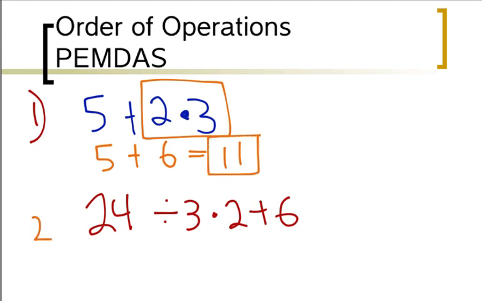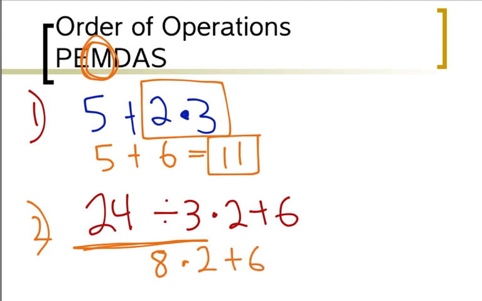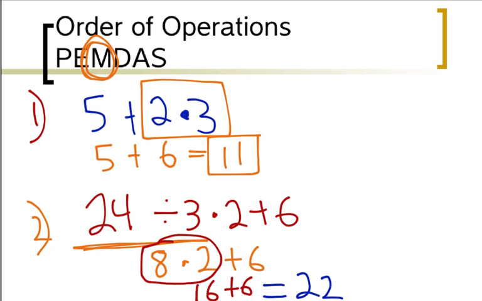In the second problem, we've got 24 divided by 3 times 2 plus 6. Now again, in PEMDAS, it almost seems like you should do multiplication first, but you actually need to do the division first here of the 24 divided by 3, because left to right, the division comes first. So we do the 24 divided by 3, and we get 8, and then we bring down times 2 plus 6. So the next step is to do the 8 times the 2, which is 16. So I have 16 plus the 6, and 16 plus 6 is 22. And that's my final answer.